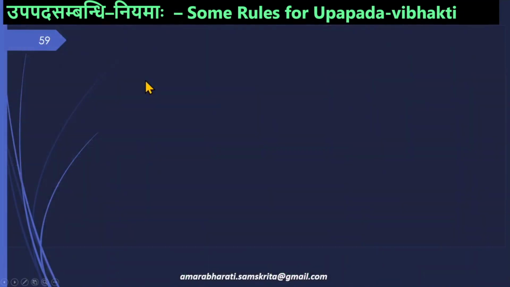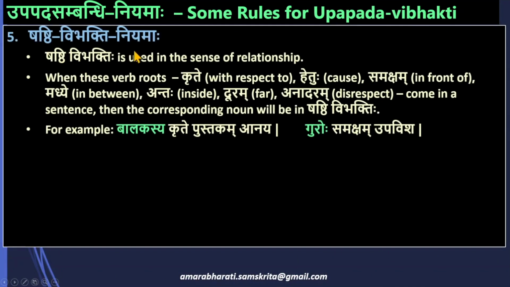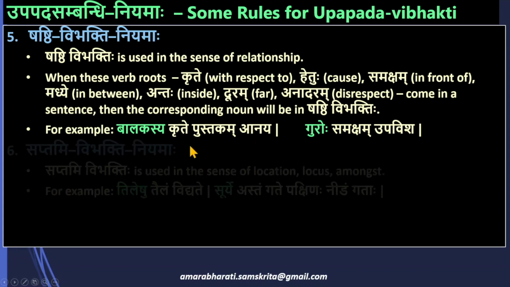Next one, shashti vibhakti niyamaha. Shashti vibhakti is used in the sense of relationship. When these words krite, hetuhu, samaksham, madhye, antaha, duram, anadaram come in a sentence, then the corresponding noun will be in shashti. Balakasya krite pustakam anaya. Bring a book for the purpose of the boy, with respect to the boy. Guroha samaksham upavisha. Sit next to the Guru. In front of the Guru.